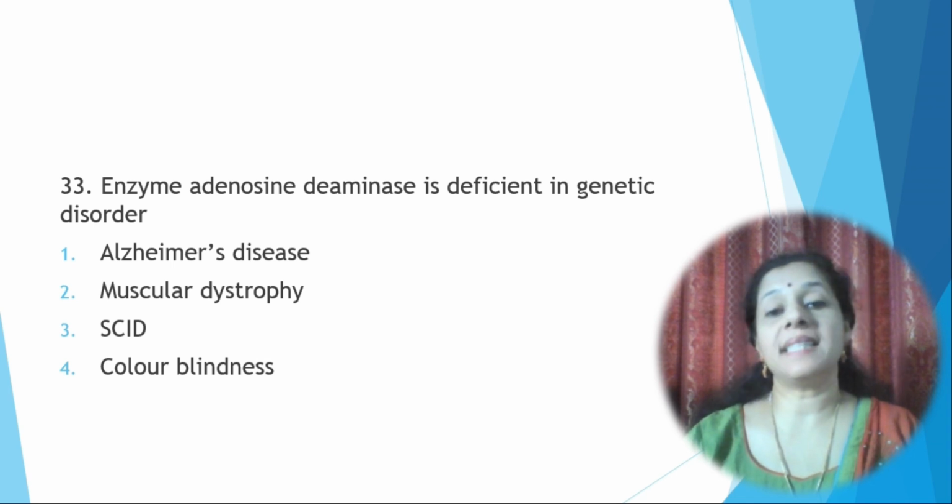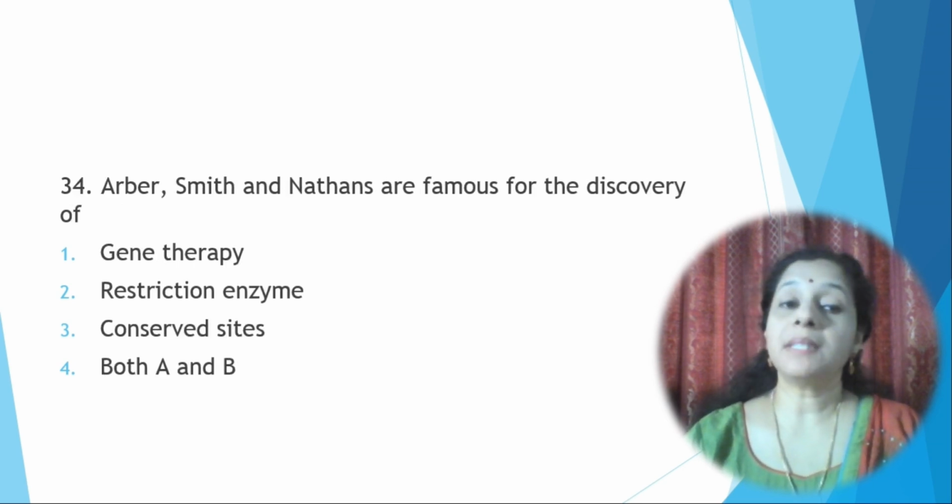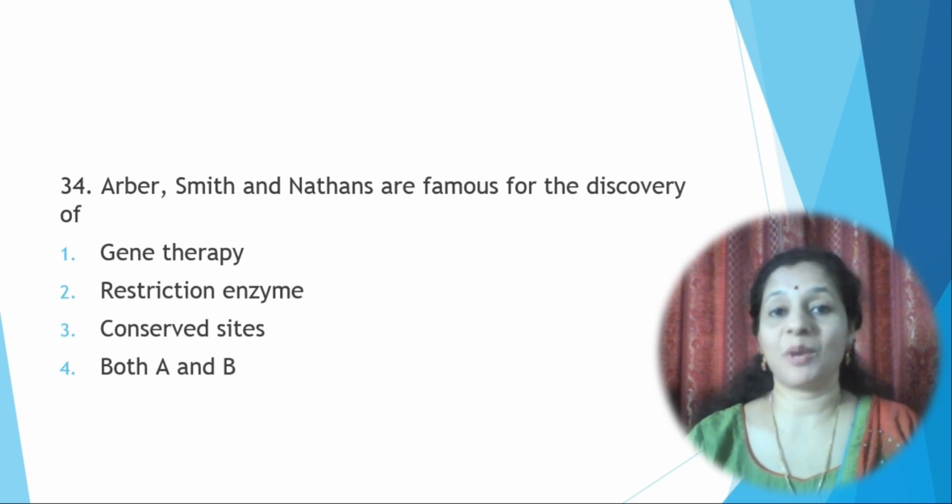Enzyme adenosine deaminase is deficient in the genetic disorder SCID, severe combined immunodeficiency. They have either a non-functional gene or absence of the gene for ADA. So their bone marrow won't produce the lymphocytes. So they suffer from a disease called SCID. Arber, Smith and Nathans are famous for the discovery of restriction enzyme. Option 2.